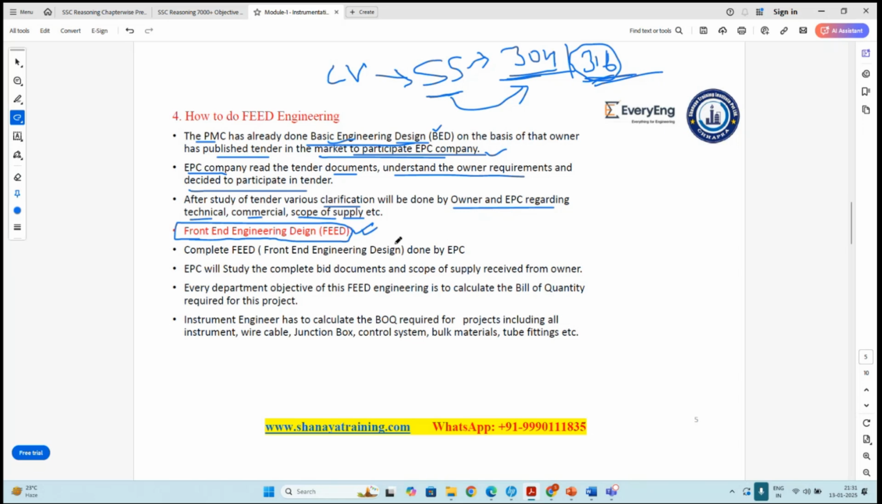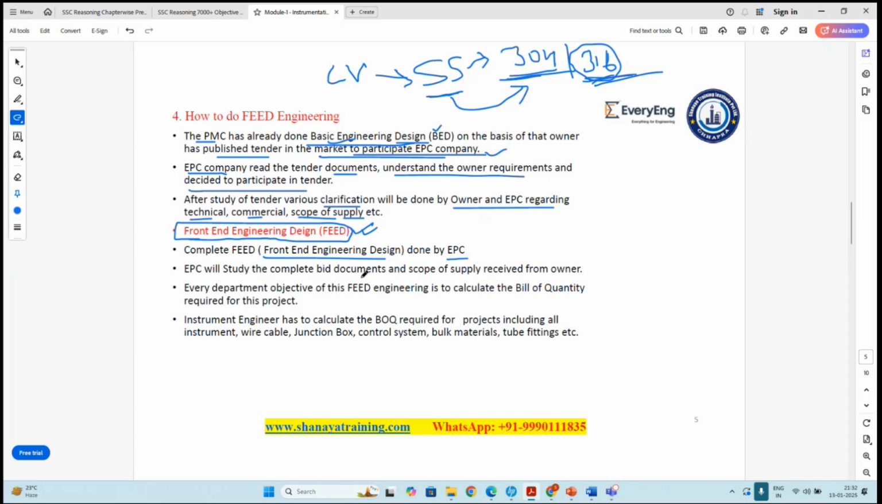Have you done the feed engineering? Do you have any idea how to do feed engineering? See, feed engineering is nothing but estimation. It is how to estimate the quantity of the material. The complete FEED, that is front end engineering design, will be done by the EPC.